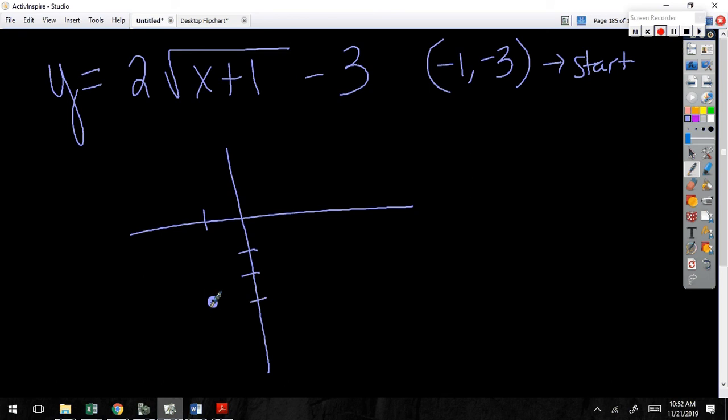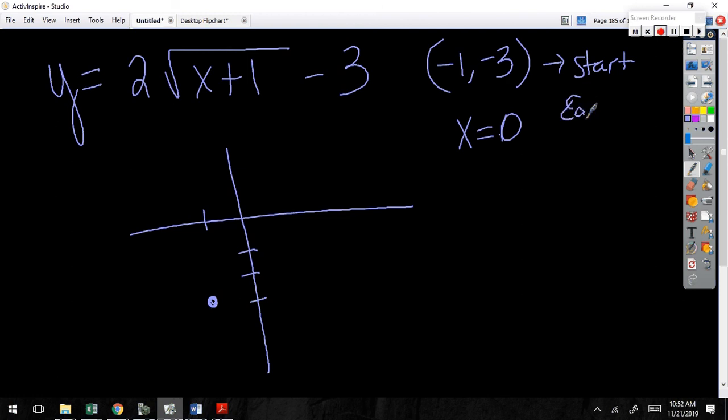Remember when we did easy points? You want to plug in, and you want to make sure you go to the right of where you started. Because think about that parabola, whether it's up or down, it's going to go off this way, so I need to stay on that side. If I plugged in -2, I'd have a negative under the radical. That's going to give me imaginary, and that's not going to work. So 0.